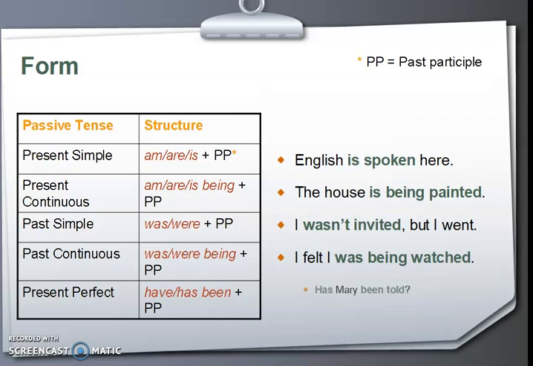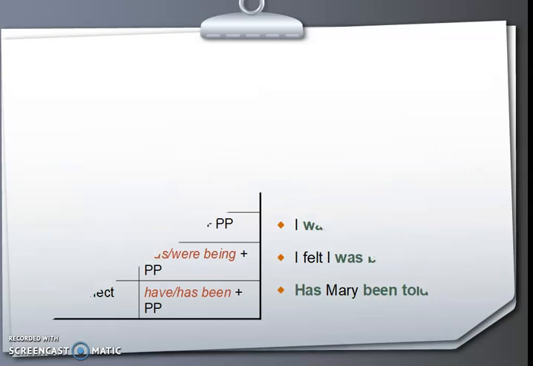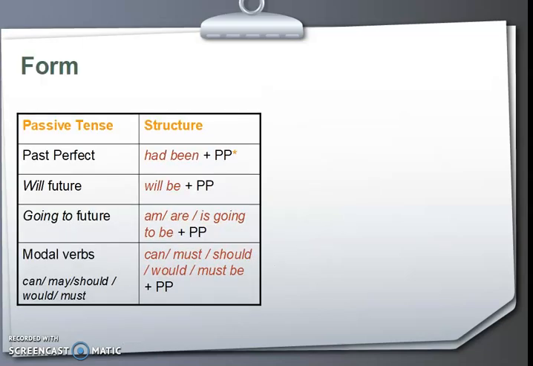Okay. And present perfect, have or has plus been plus past participle. Has Mary been told? This is a question, interrogative form. Present perfect. Okay. Some more to go.